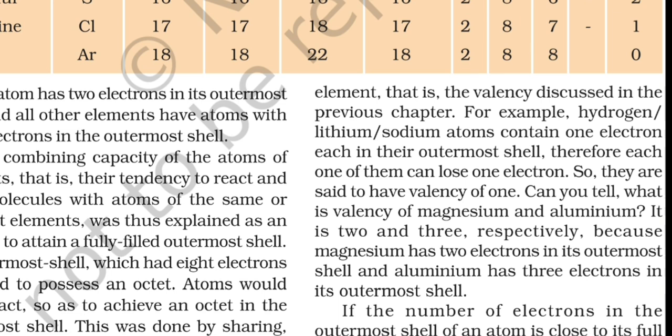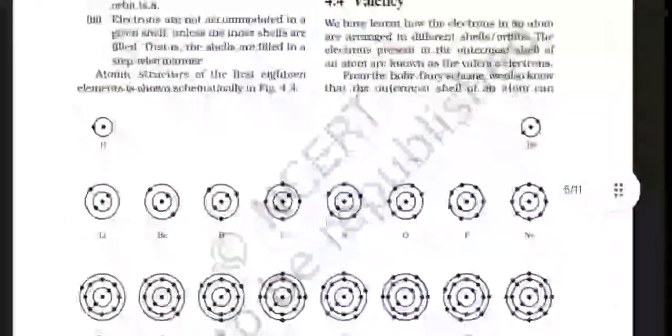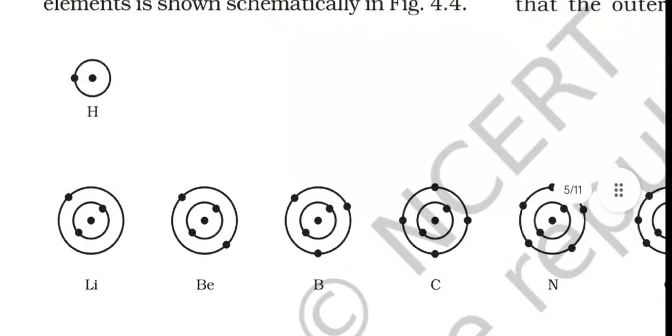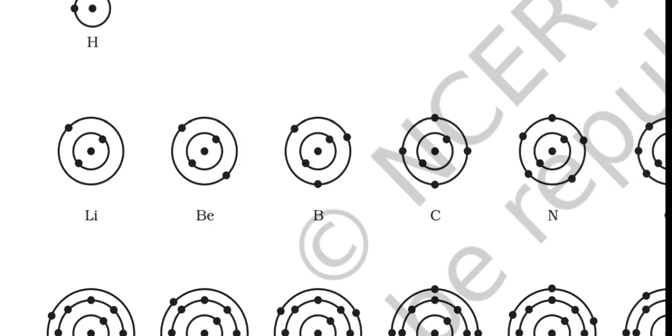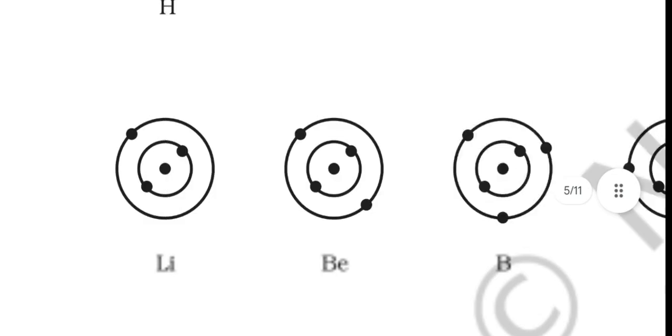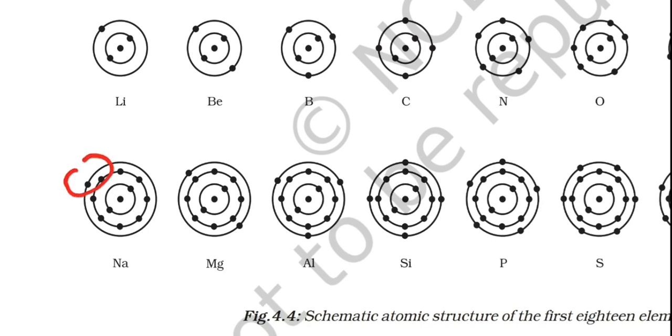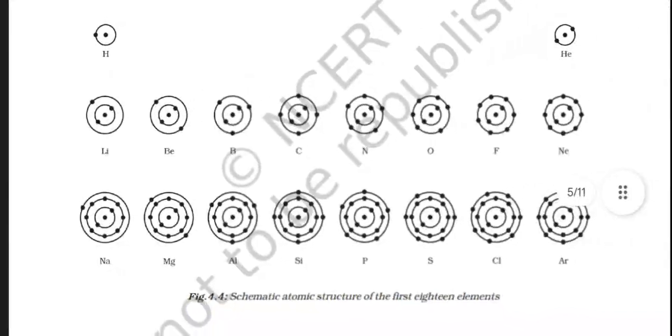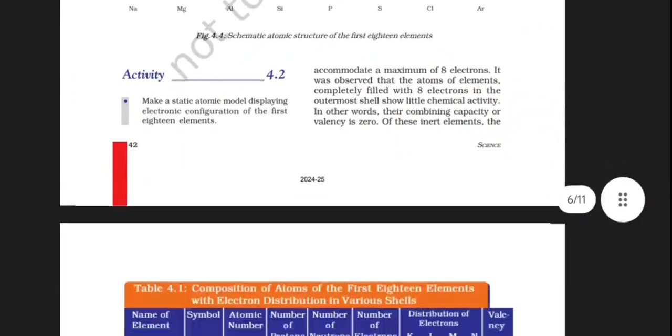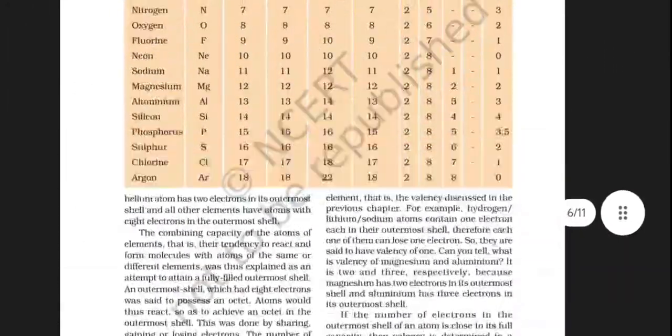Okay, for example, hydrogen, lithium and sodium atoms contain 1 electron in each of their outermost shells. If you see here, the atom of hydrogen contains 1 electron in its outermost shell. Then the next example, lithium, also contains 1 electron in its outermost shell. Next, sodium also contains 1 electron in its outermost shell. So these are the atoms which contain 1 electron in their outermost shell.